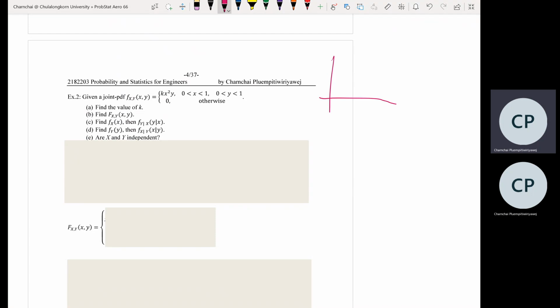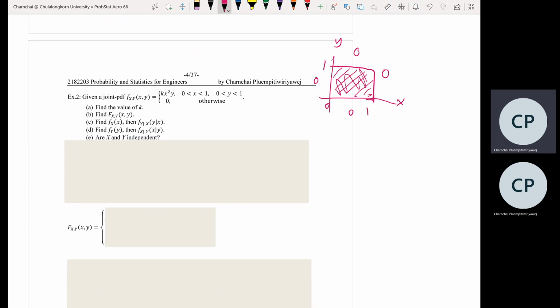Basically, this is what we have for x and y. x is from 0 to 1 and y from 0 to 1. This is the domain of integration, the domain of the PDF. Imagine it's like a 3D surface within this square region. Outside, the PDF is 0.